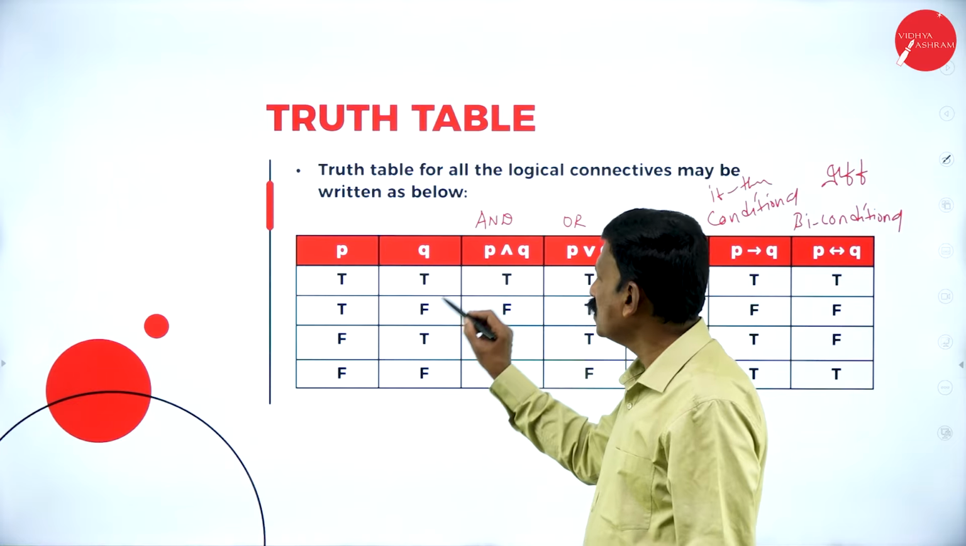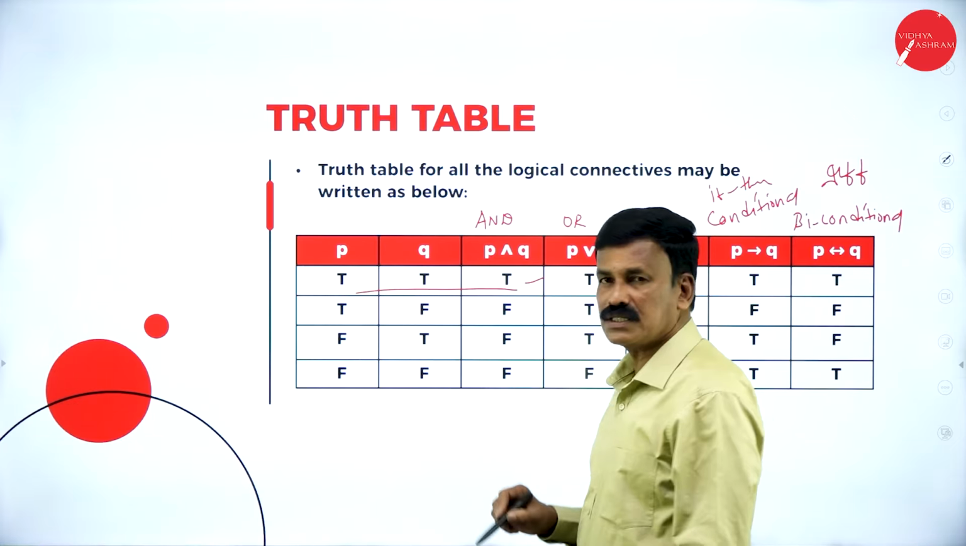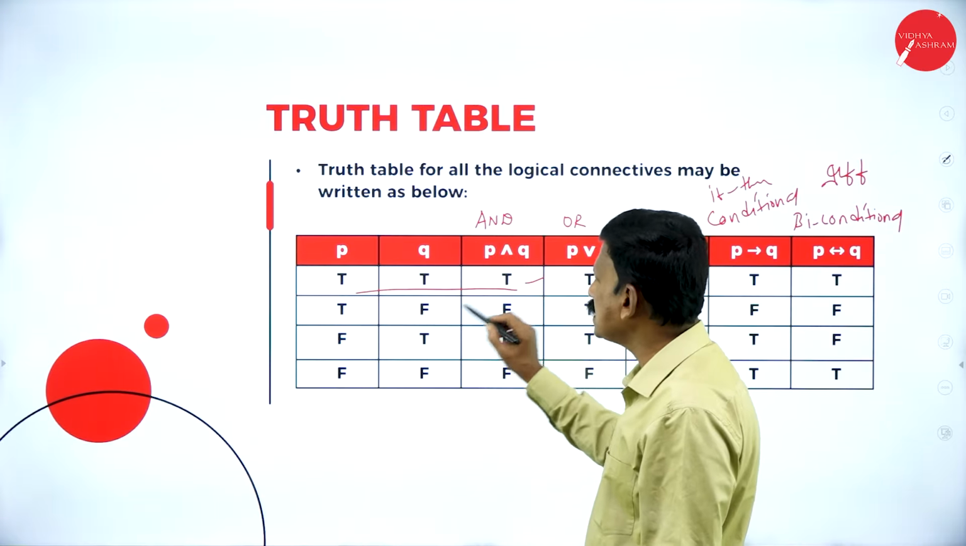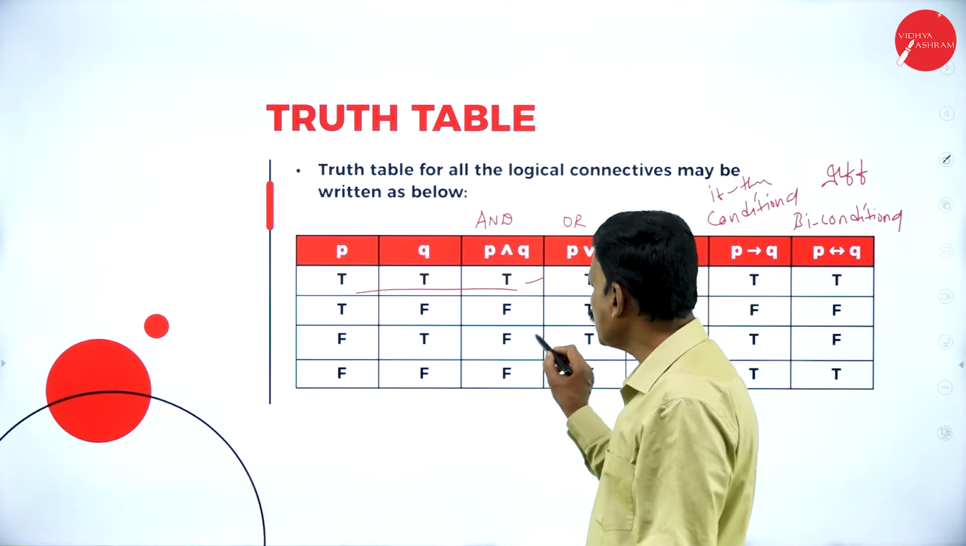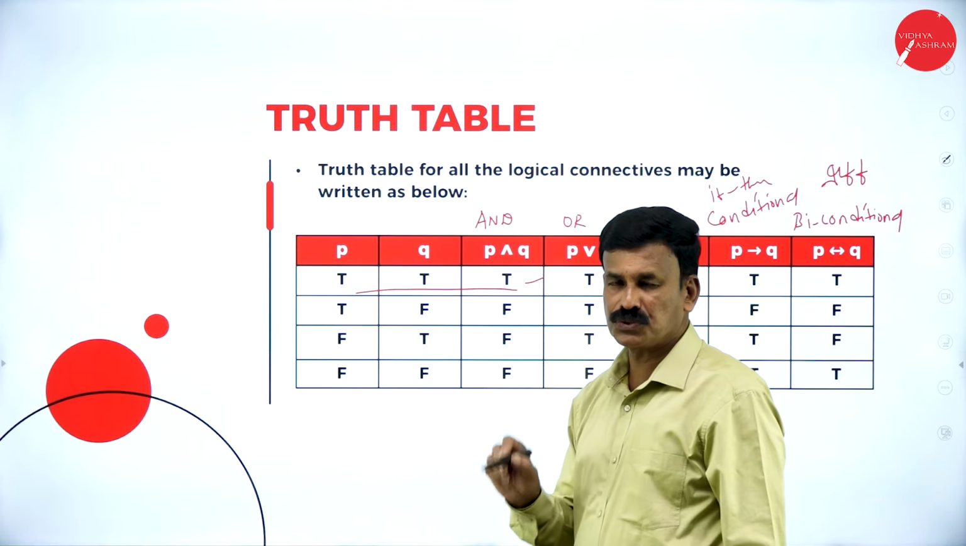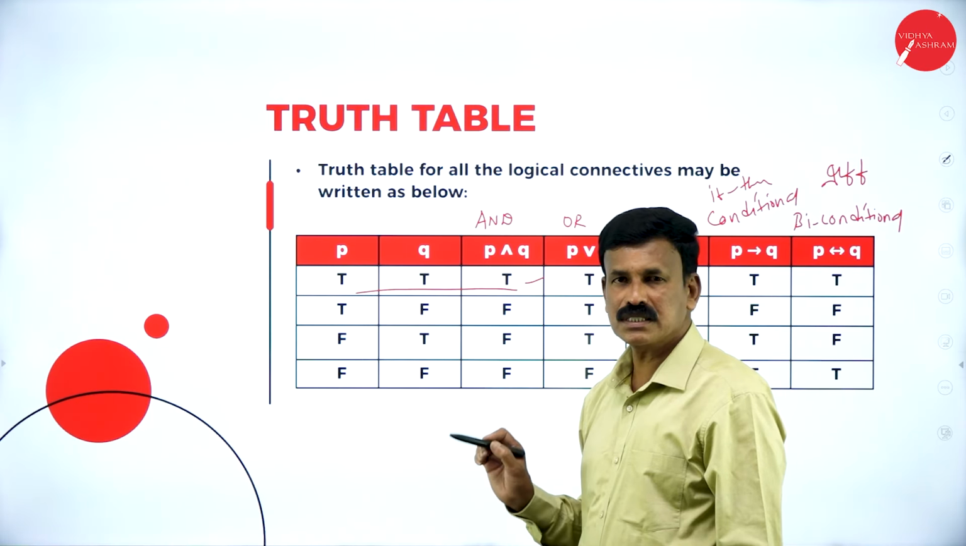For conjunction, true and true is true. In all other cases, it is false. So T and T is T, T and F is F, F and T is F, and F and F is F.